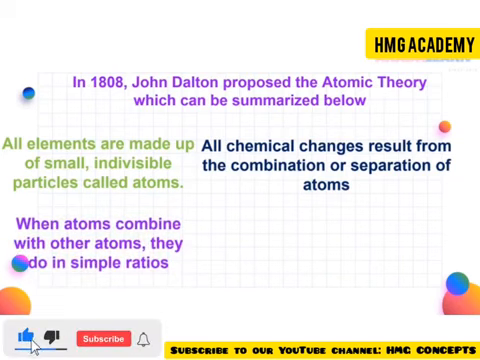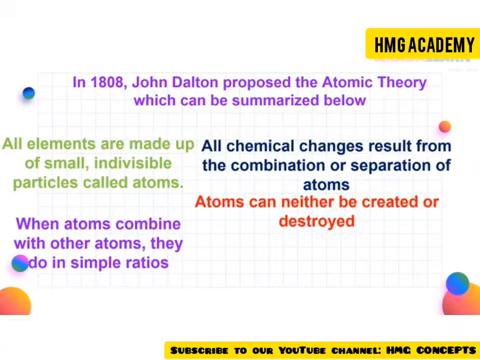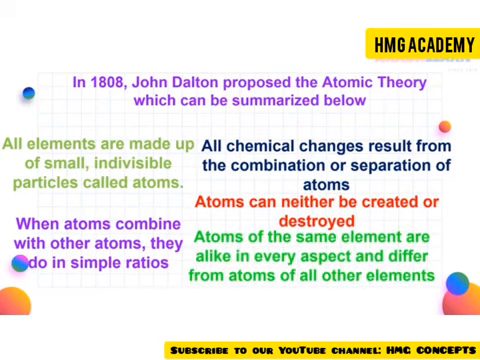When atoms combine with other atoms, they do so in simple ratios. Atoms can neither be created nor destroyed. Atoms of the same element are alike in every aspect and differ from atoms of other elements. These are the 5 theories that John Dalton proposed. But as we see along the line, some of these theories have been proven to be wrong.